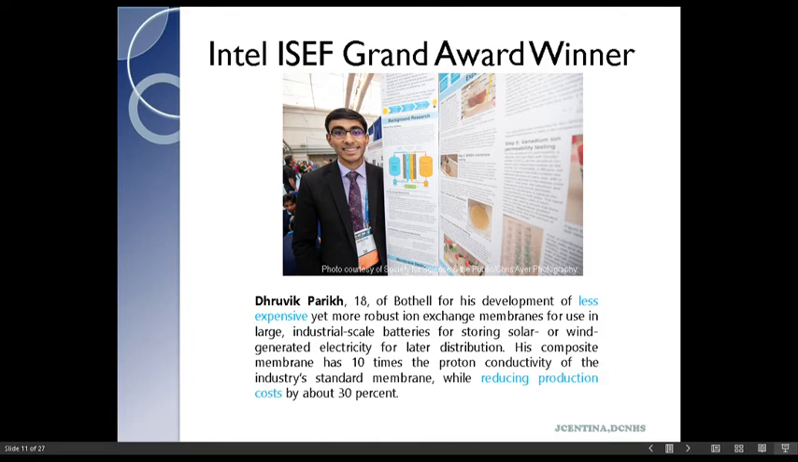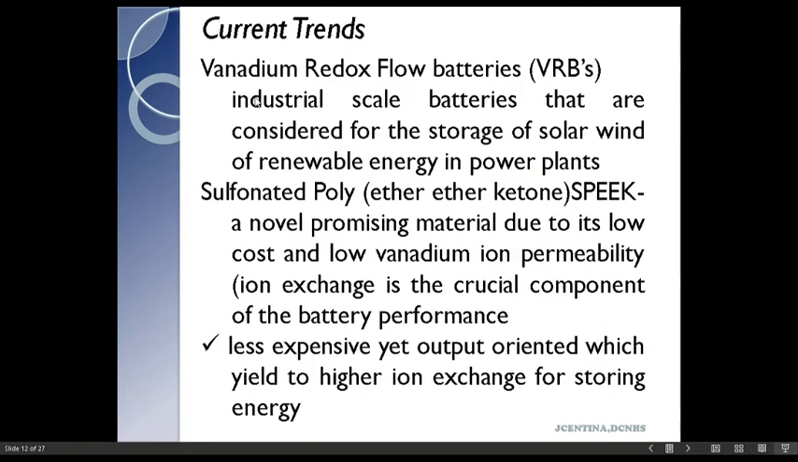Okay, again, what have you observed from the study? Why did it win the Grand Award? Okay, so let's examine. Vanadium redox flow batteries are industrial scale batteries that are considered for the storage of solar, wind, or renewable energy in power plants. Sulfonated poly ether ether ketone is a novel, promising material due to its low cost. This is what was used by Parik, no? Low cost and low vanadium ion permeability.